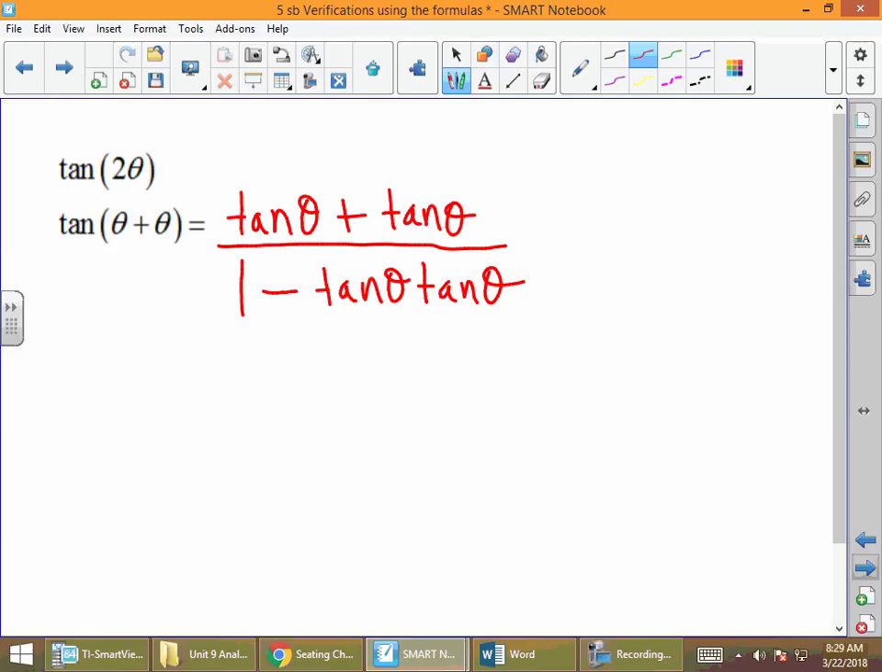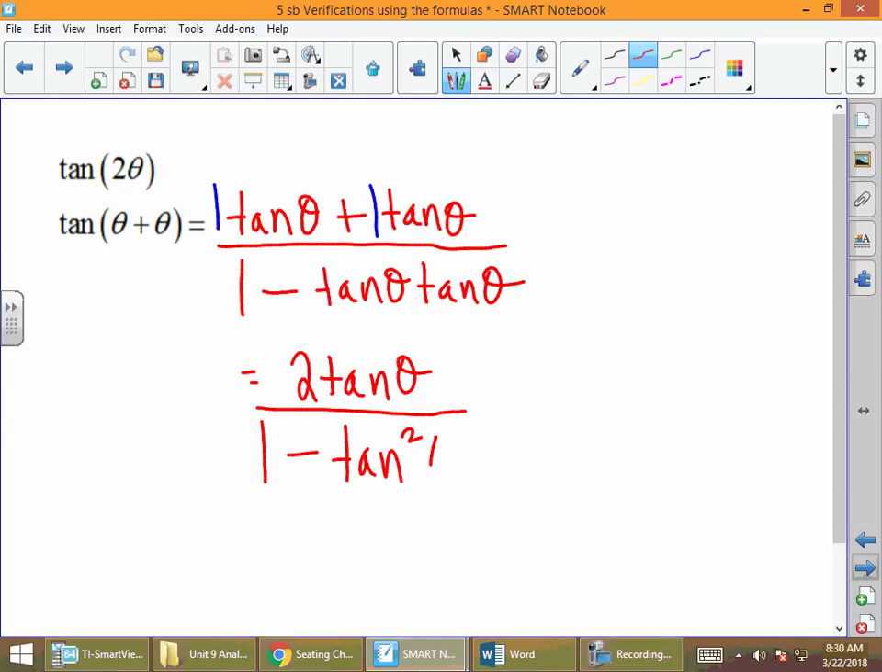And once again, because they're both thetas, it makes this somewhat nice. But we have to recognize that those are like terms. 1 plus 1 is 2 tangent theta. And then down here in the denominator, 1 minus tangent times tangent is tangent squared. And as we compare it on our pink paper, we get tangent of 2 theta equals that value.